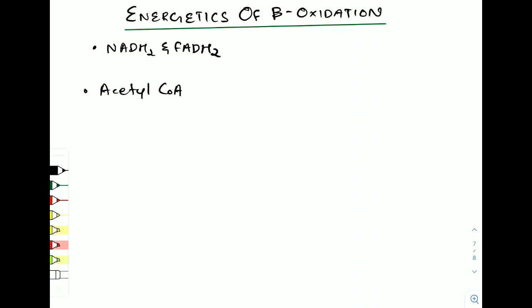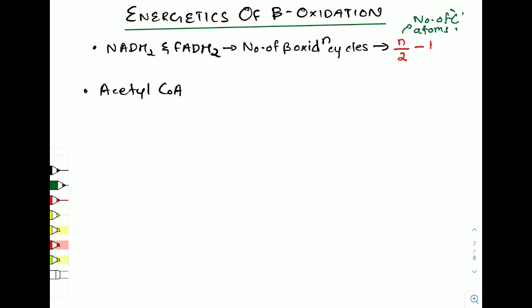In order to find out the number of NADH2 and FADH2, one must know the number of beta oxidation cycles that have taken place. This can be found out by a simple formula, N by 2 minus 1, where N is the number of carbon atoms in acyl CoA, and the number of acetyl CoA can be found out by the formula N by 2, where N is again the number of carbon atoms in the acyl CoA.